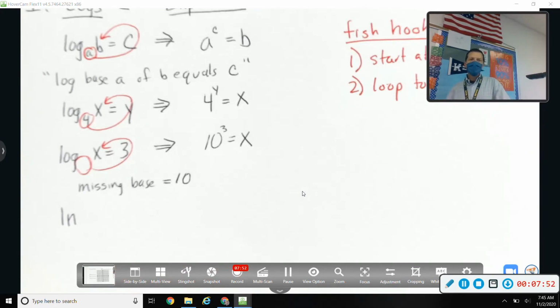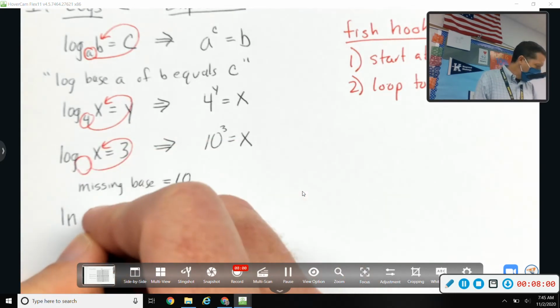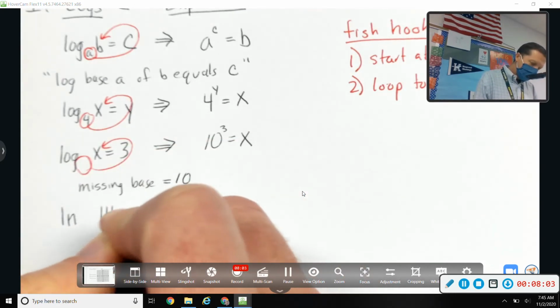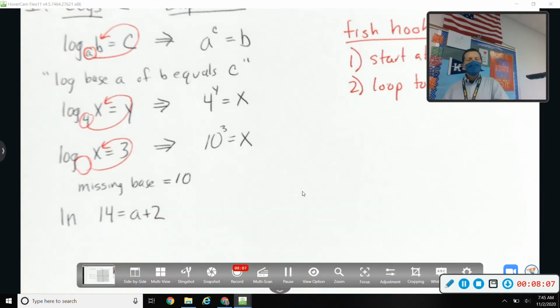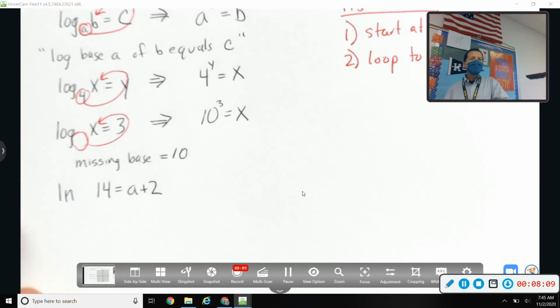ln. If you've looked at your calculators, you've maybe noticed that there's a log button and an ln button. It's also a log, it just has a different base. It's a little bit more complicated one here. Natural log of 14 equals a plus 2.